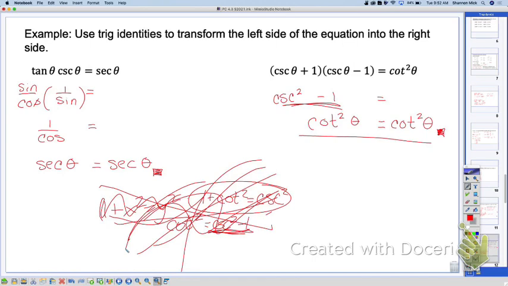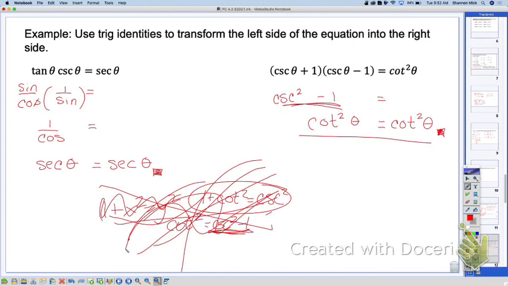Could I have done this differently? Yes, I could have done fractions with this. I could have done 1 over sine squared, got common denominators, then used my sine squared plus cosine squared Pythagorean identity. I could have done this 3 different ways. It doesn't matter which way you do it as long as what you do holds up with your identities and your algebra. Got me?